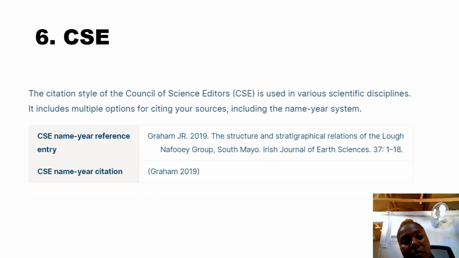Then we go to CSE, that's Council of Science Editors. This is their reference entry. Okay. Already you are noticing some difference and similarities, but it depends on you. You are the one to choose the style you want. But the most recommended one for education and social science is APA, right? And then the in-text citation is this one, Graham 2019.